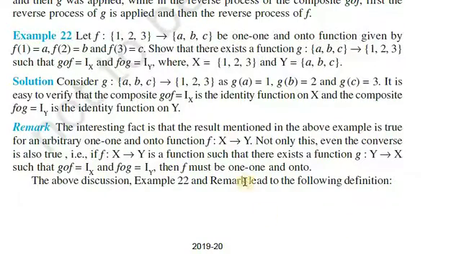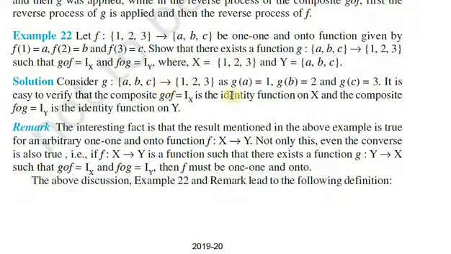So this example number 22 is one of the important ones. You see f is a function from 1, 2, 3 to a, b, c, which is a 1-1 and onto function, given by these values. Then there exists a function g from a, b, c to 1, 2, 3 such that g of f is Ix and f of g is Iy. Ix means the identity function from X to X, where X is 1, 2, 3, and Y is a, b, c, and Iy is the identity function from Y to Y. Identity function means each element goes to itself.